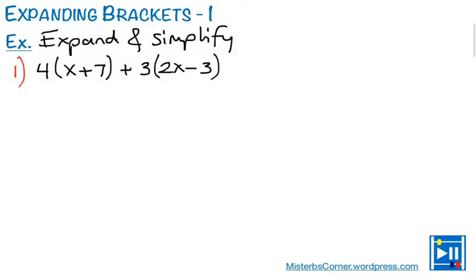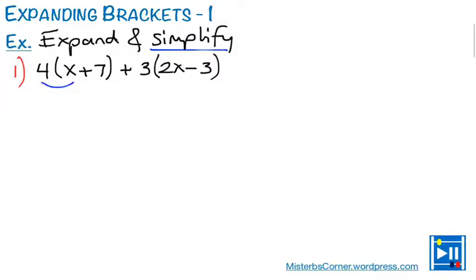Now let's look at this example. Here we have 2 expansions, right? And the question says expand and simplify. Obviously, we're going to get some like terms here after expansion so that we can simplify.